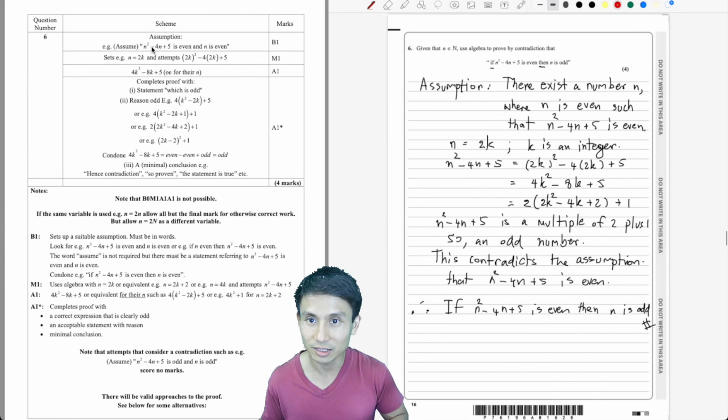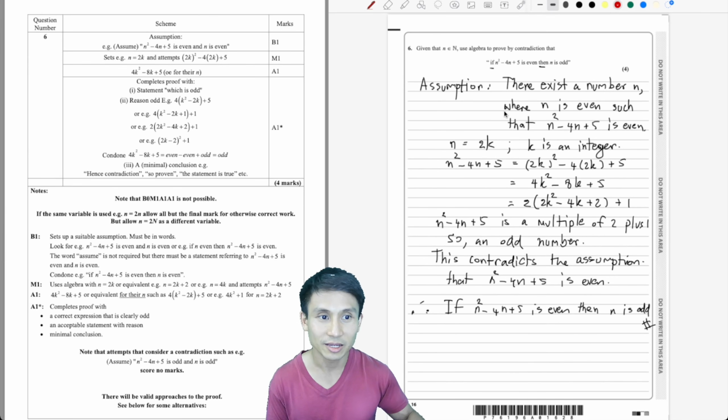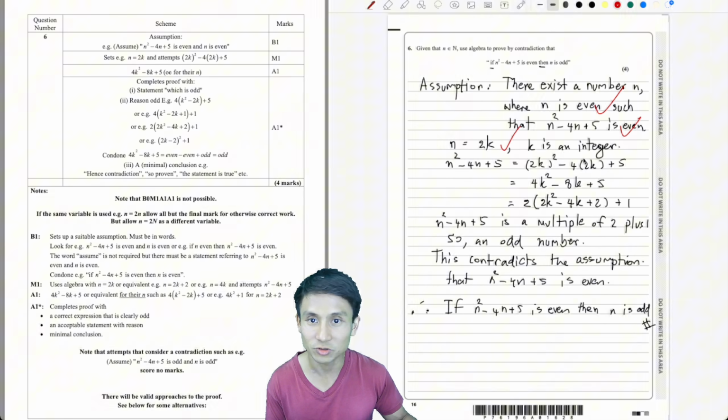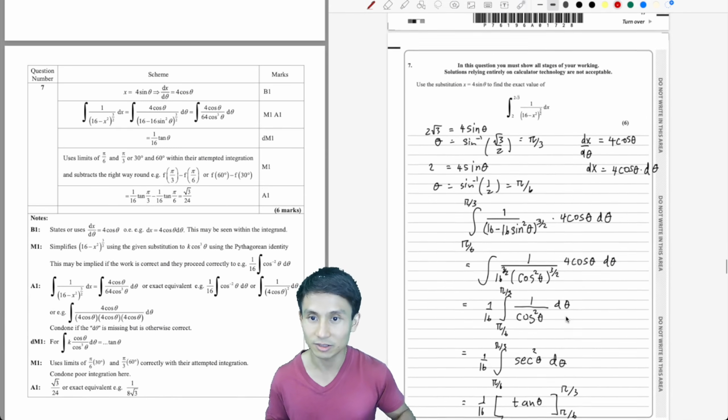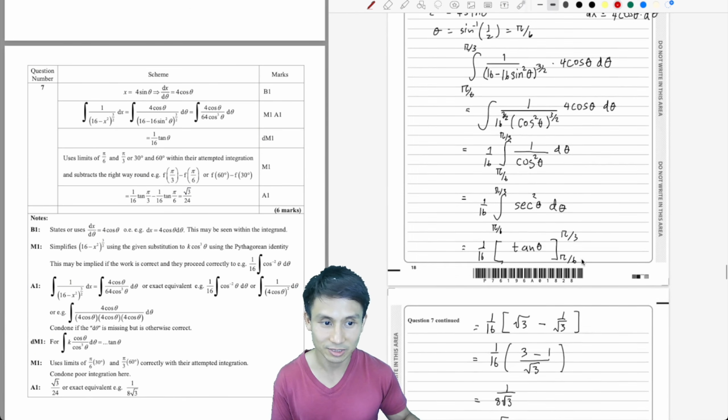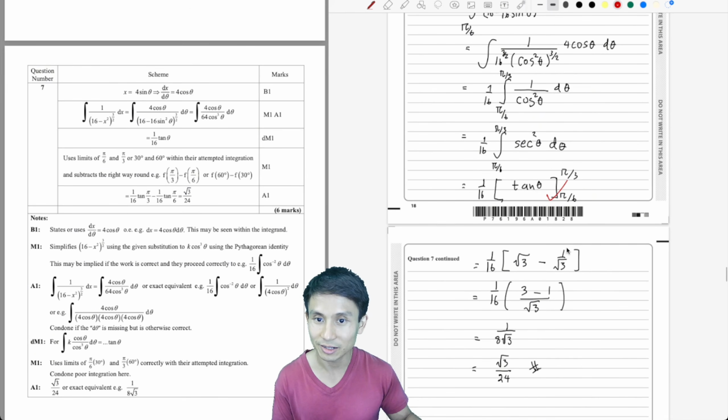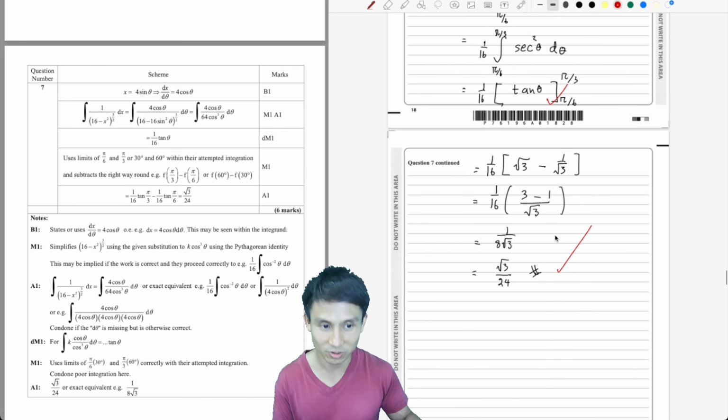Number 6. Yeah, so this is proof by contradiction. So the assumption is n squared is even and n is even. Yeah, that's fine. Just a different way of writing it. So I tried n equals 2k, and then I got this. And then I showed that this is a multiple of 2 plus 1. So yeah, everything is fine. That wasn't a hard proof question, so that was fine. This one, 1610, yeah. And then I sub in the bounds, I got root 3 over 24.